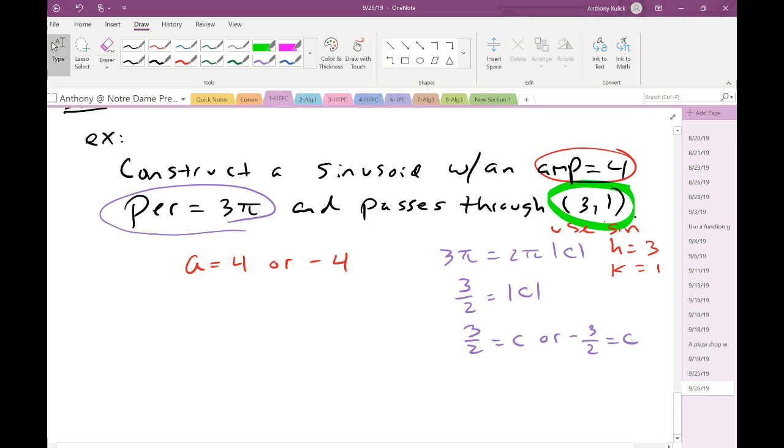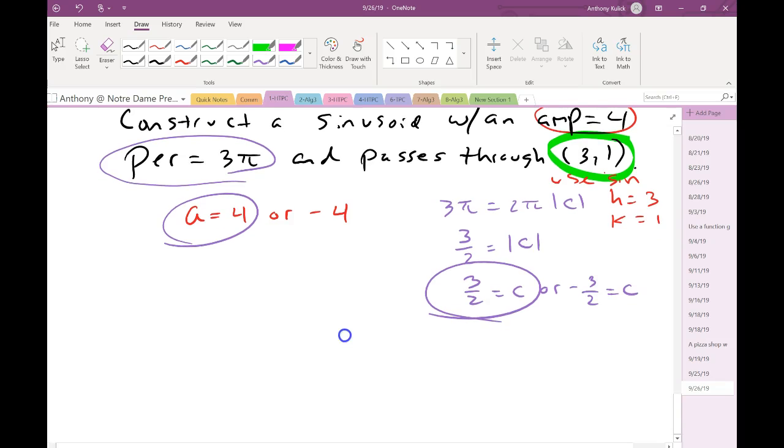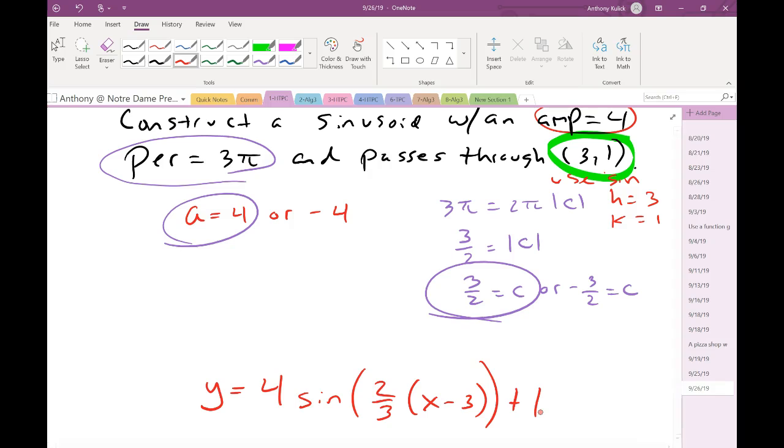So do we know enough information to choose a sign for A or C? No. Does it matter? No. So let's just pick one. I'm going to pick positives because I'm not in the habit of making my life more difficult than it needs to be. And this time I remember to do 1 over C. Notice that I flipped the C.